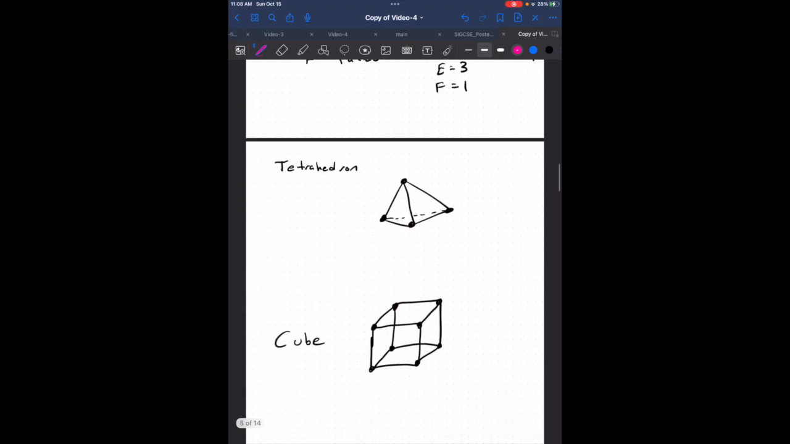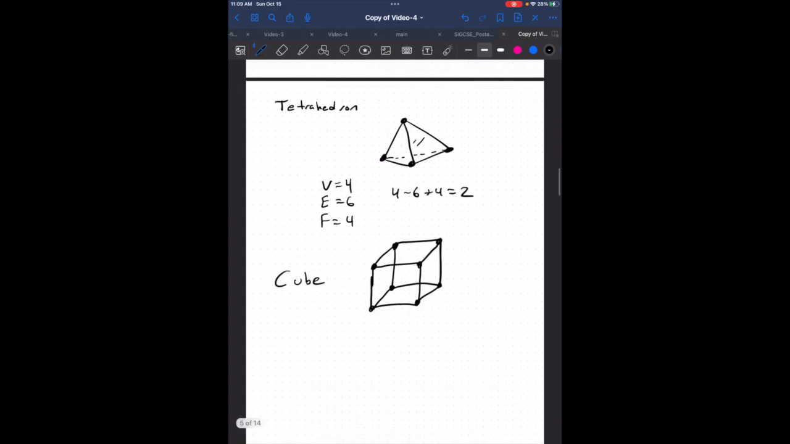So let's look at some different objects here. So maybe we have the tetrahedron, so we have these faces, but it's hollow on the inside. So how many vertices do I have? I have 4. I have 1, 2, 3, 4 faces as well, and I have 1, 2, 3, 4, 5, 6 edges. So E is equal to 6. So 4 minus 6 plus 4 is equal to 2.